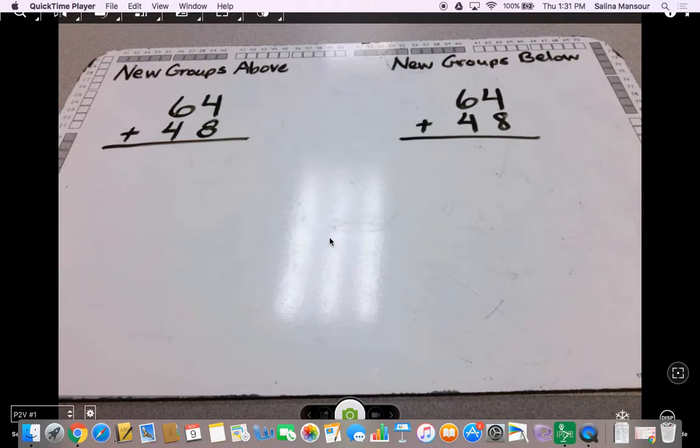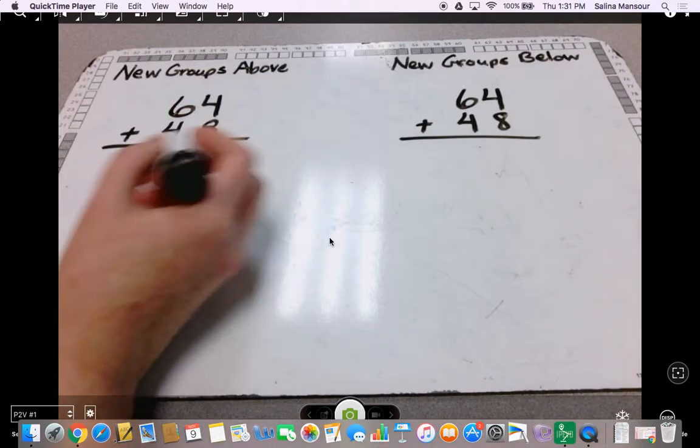Because, as you know, there's more than one way to solve a problem. So it does not matter which way you use, as long as you find a method that's successful that you can use quickly. So the first method that we're going to practice is new groups above. And I chose this one because this is the way that I learned when I was a second grader, and most of your parents have learned as well.